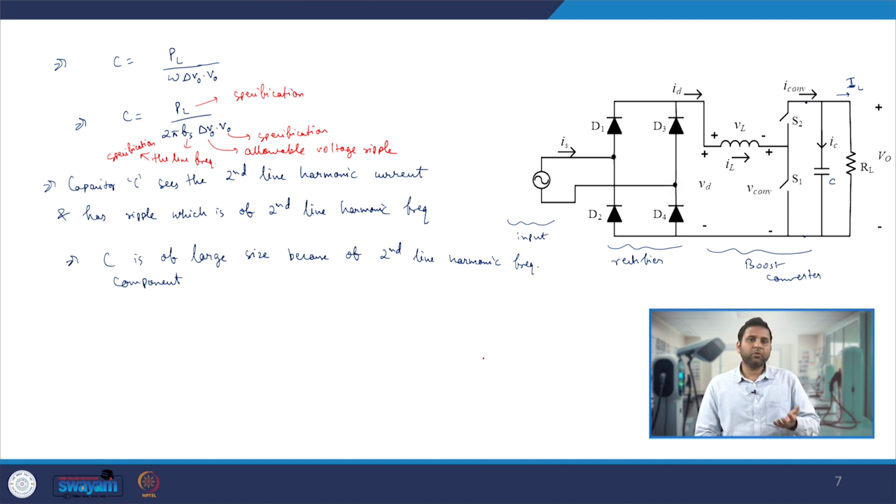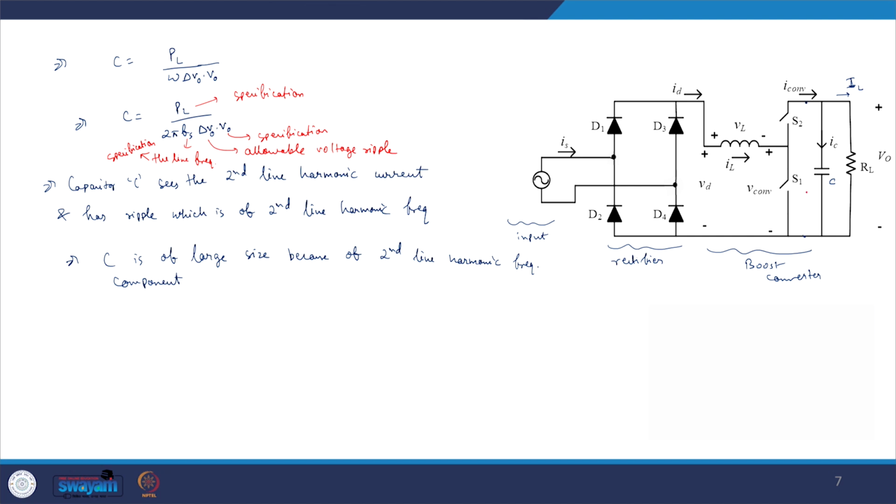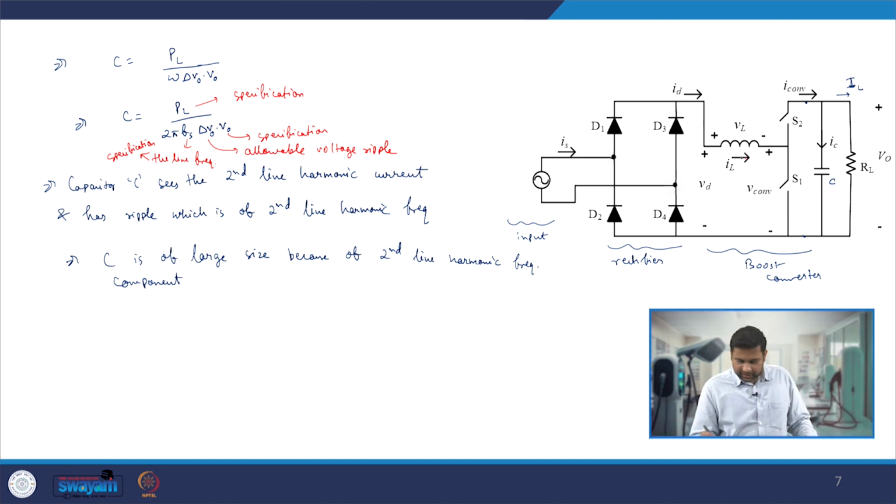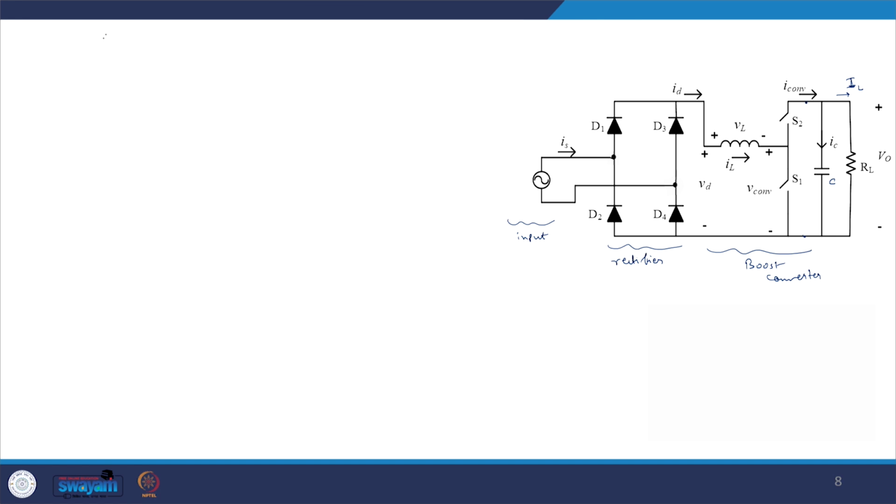So, using those specifications, one can easily size or come to know what the value of capacitance C will be. So, we have seen the value of L which is present here, and we have seen what the value of C will be. Now, let us see how one can define the rating of those switches, and then how one can define the rating of these diodes. So, let us see the switch ratings.